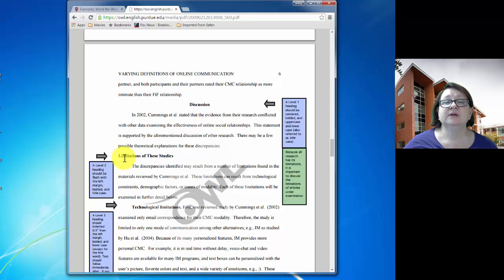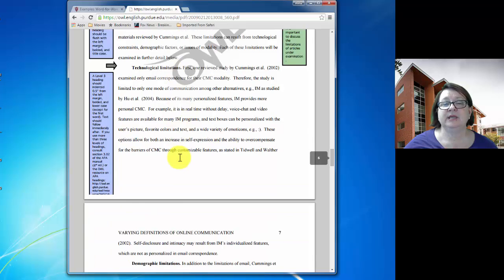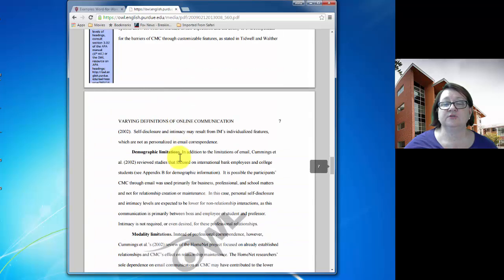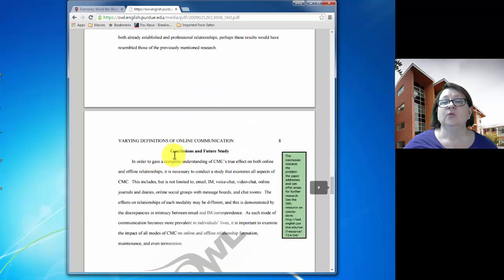Okay, here's a level 2 head. So it's a subhead of a level 1 head. So within discussion, here's a subhead: limitations of the studies and technological limitations. Actually, number 2, and then number 3 is a sub of number 2. So this is the APA way to break down information visually. Okay, you can go ahead and do that. When you come to conclusions and further study, you can also center that and put it in bold.